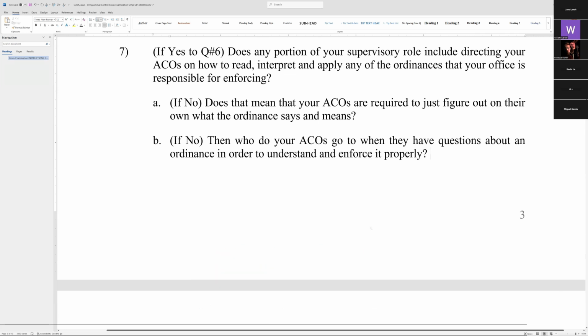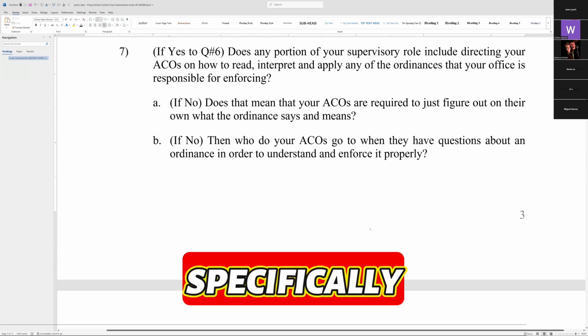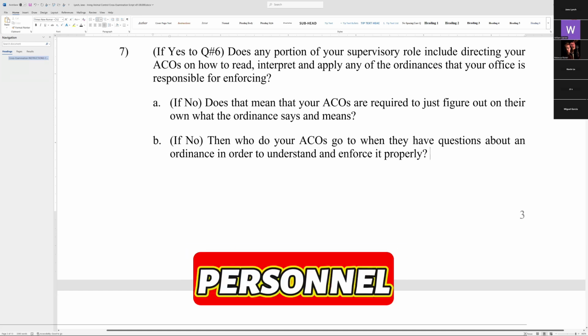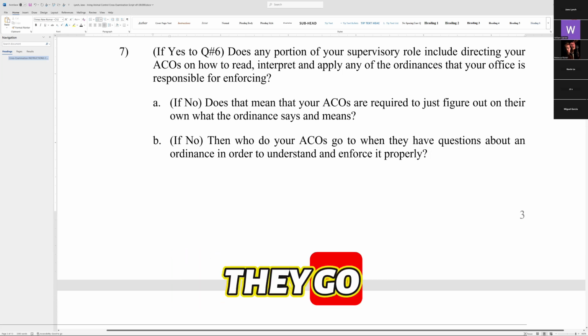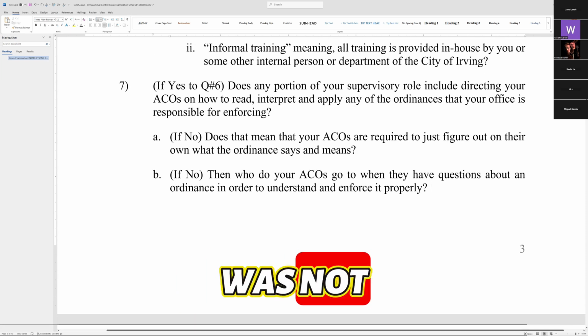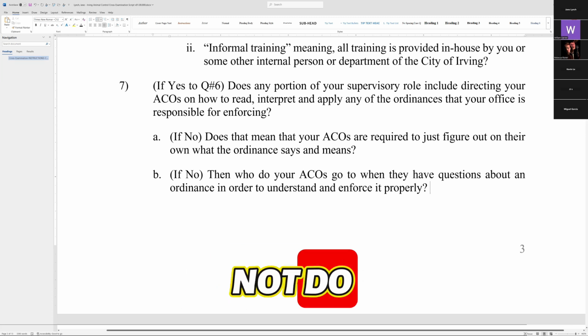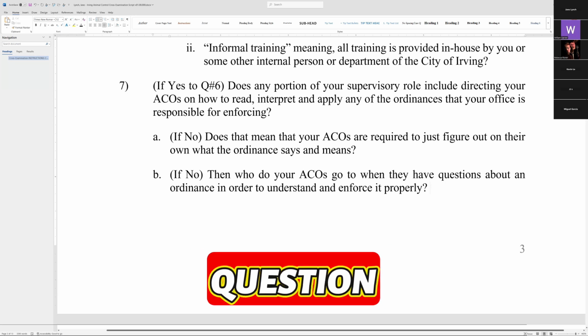Stop and listen to the question. I specifically asked you about what your personnel does when they have a question about an ordinance. Who do they go to? And you said it was you, after first testifying that was not part of your responsibilities as their supervisor, and that you did not do that. So were you lying on the first question I asked you, or are you lying on the question now?